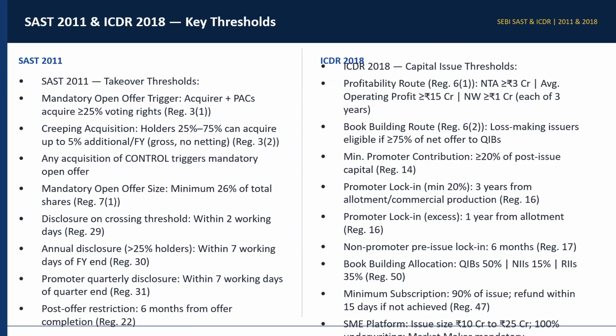डिस्क्लोजर ऑन क्रॉसिंग थ्रेशोल्ड विद इन 2 वर्किंग डेज। एनुअल डिस्क्लोजर ये है कि if you are holding more than 25%, then you have to disclose this within 7 working days of the financial year end.